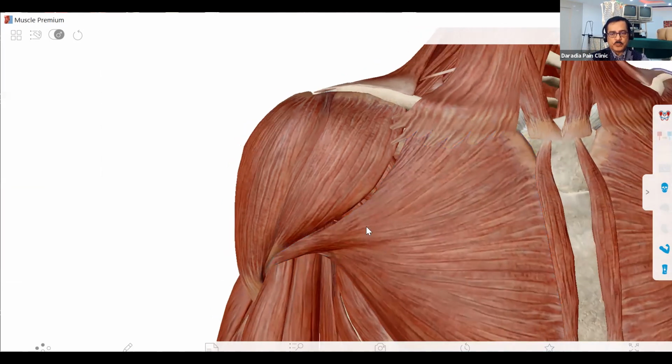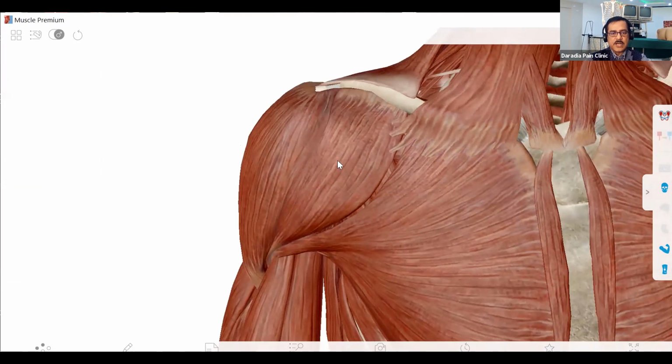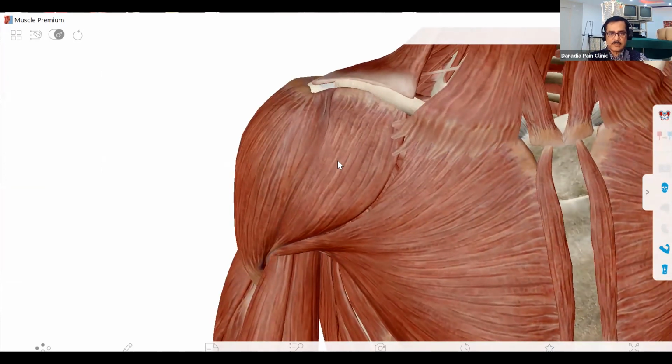So can you see this 3D anatomy model? Yes. Okay. So first I'll be starting with this 3D anatomy model, showing you the different muscles, the joints, the ligaments, and then I'll be coming to the main presentations.